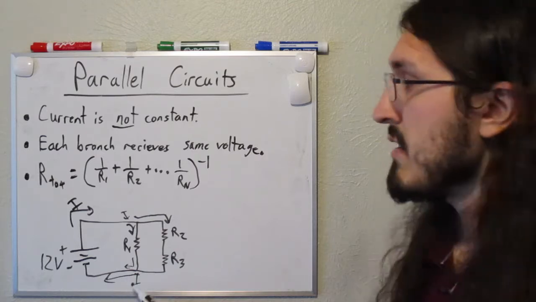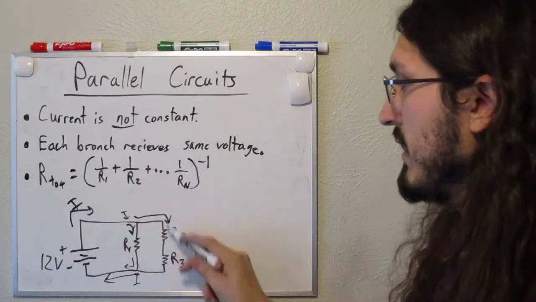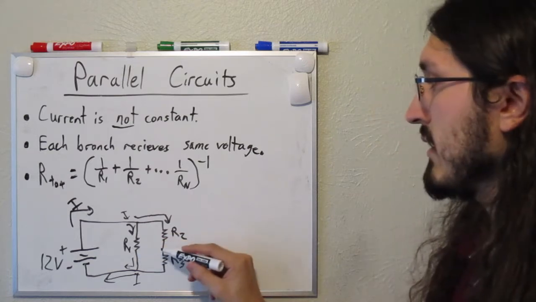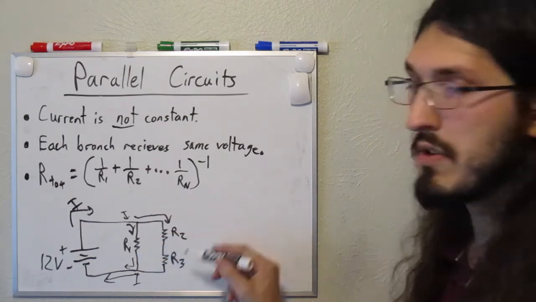If we look at this example here, I have the current branching off to 2 different paths here. R1 is by itself, and then it's in parallel with these 2 resistors, R2 and R3.